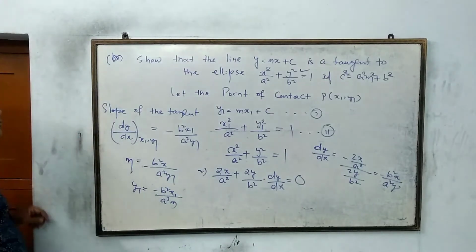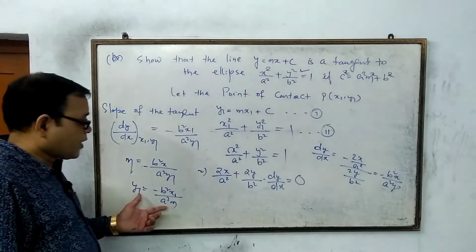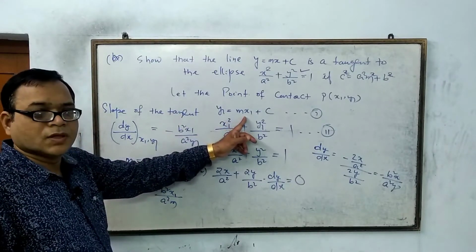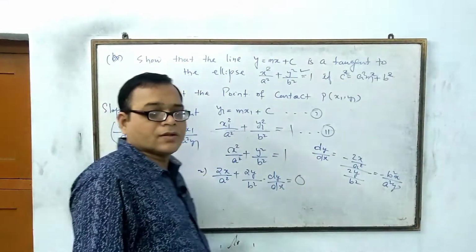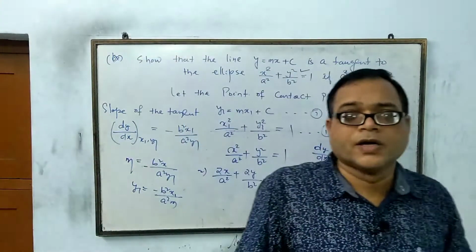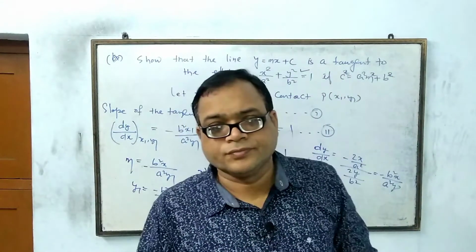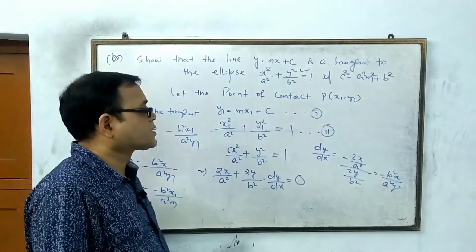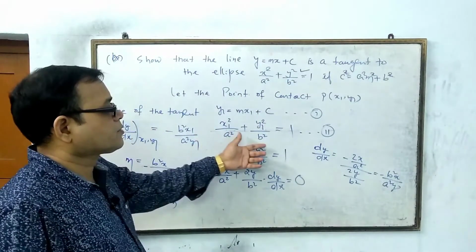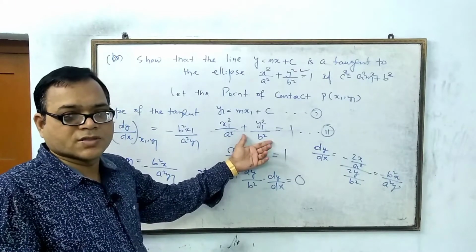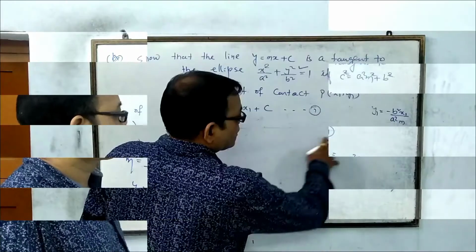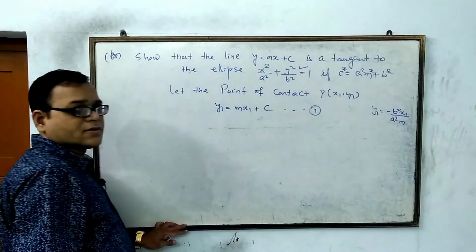Now, when we have obtained y1, replace this value in equation 1. Remember, after obtaining the value of y1, it is put into equation 1 so that x1 will be obtained. After getting x1 and y1, you replace these in equation 2 to get your answer. This is the real format. Please note it down. Then we got the value of y1 like this.